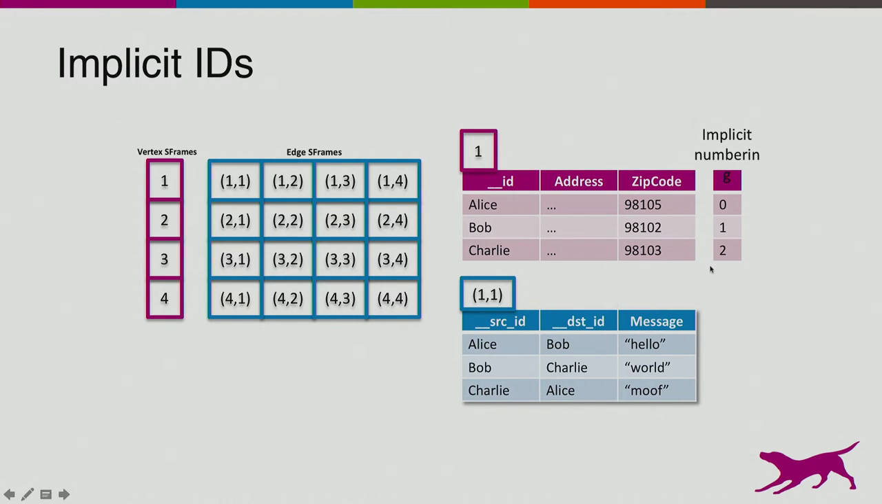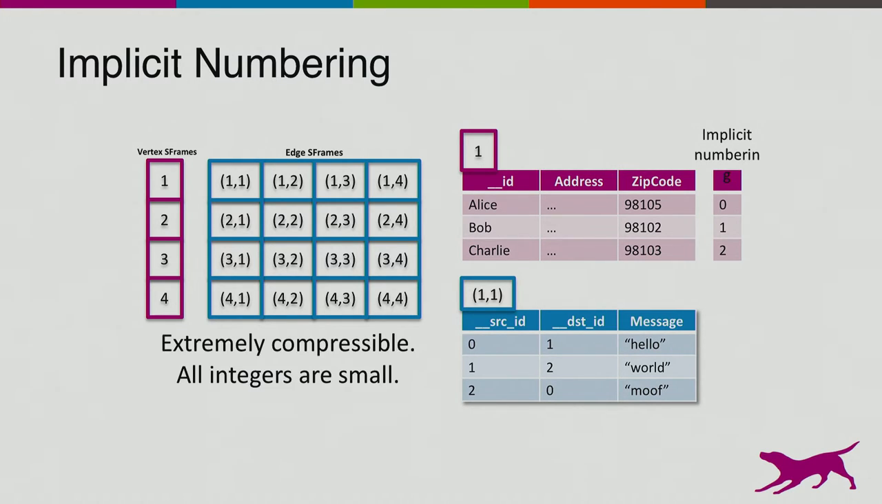Each vertex partition actually has an implicit row ID for each record. Therefore, instead of using the actual value of the ID, we use its row number local to its own partition. So in this case, Alice is row 0 of partition 1, and Bob is row 1 of partition 1. So in this partition 1, Alice and Bob are replaced by 0 and 1. We can do the same thing for the rest of the records. Now the entire edge table, the source ID and destination ID columns, becomes integers, which are much easier to compress.